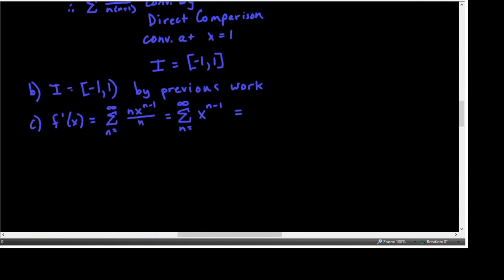So the derivative of just plain x is 1, plus the derivative of x squared over 2 will be 2x over 2, which is just plain x, plus the derivative of x cubed over 3 will be 3x squared over 3, which is x squared, plus x cubed, etc.